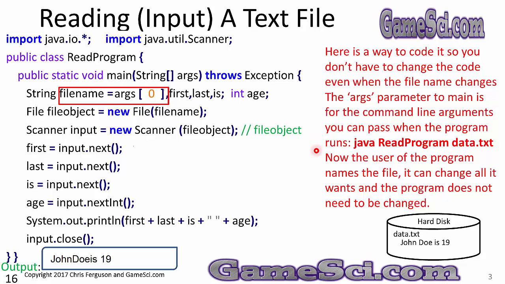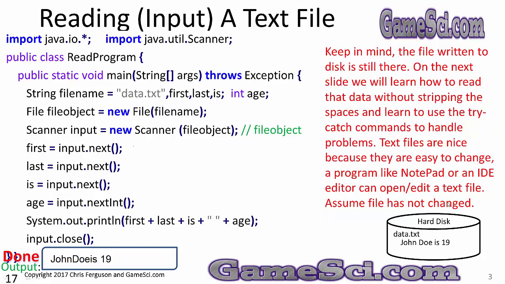If you manually ran this program, java ReadProgram data.txt, data.txt would come in as argument 0 in the args array. Now the user of the program names the file, and it can change all it wants, and the program itself does not have to be recompiled or changed in any way. Keep in mind, the file written to the disk is still there.